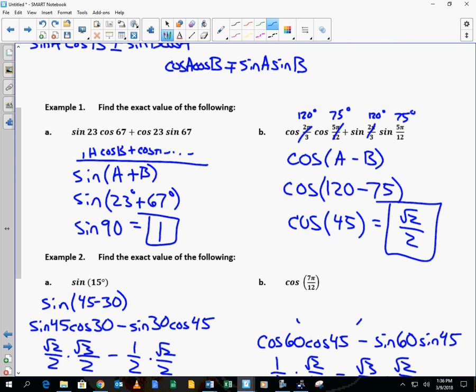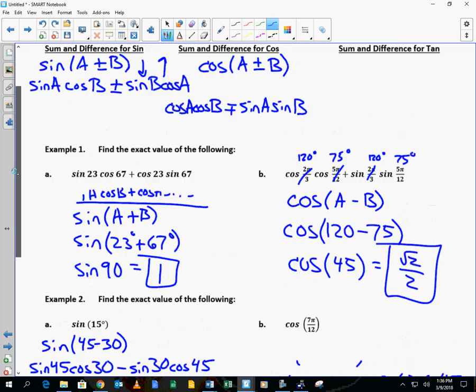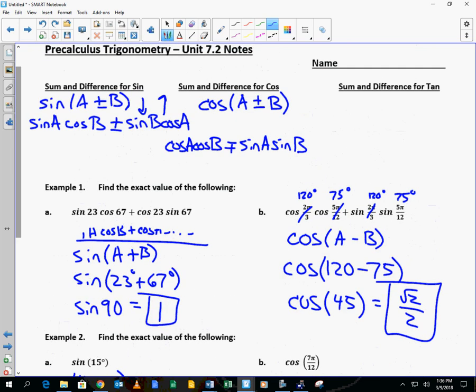Look at how we just took a problem that looked really complicated and we made it into nothing. Not too bad, huh? You guys are almost there. We just got 2 examples left. Now we just got to do tangents.